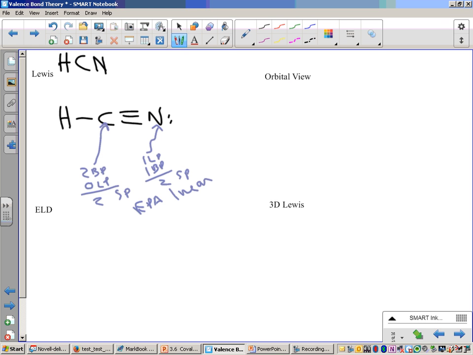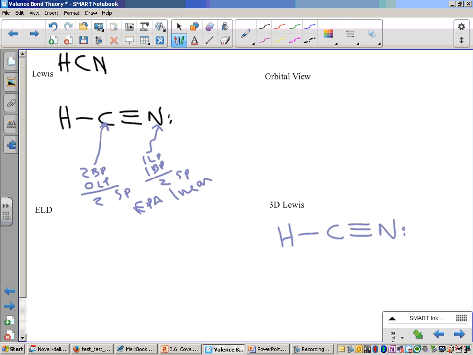And we could probably jump straight to the 3D Lewis at this point. And that's where I eventually want you to get. If we've determined that it's linear, then we can, well, actually, I've already drawn it the way it's supposed to be. I've drawn the 3D Lewis diagram because I already know ahead. H, C, triple bond, N, there it is. And that's ultimately where we want you to be when drawing these things.